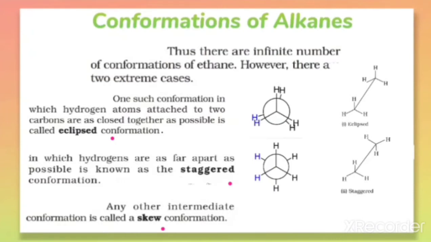And we have viewed the molecule in two ways: the molecule viewed at the CC bond head-on, and the molecule viewed along the molecular axis. The first way of projection is called Newman's projection, and the view of the molecule along the molecular axis is called Sawhorse projection. So these are the conformations of alkanes.